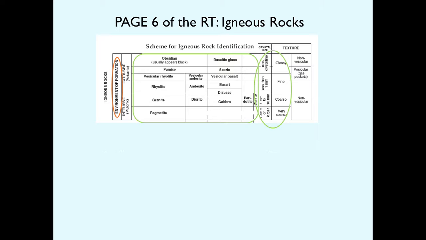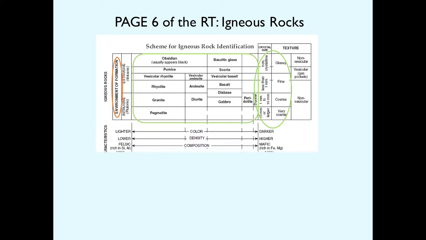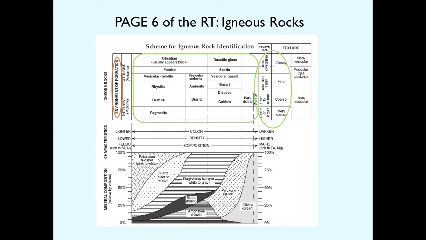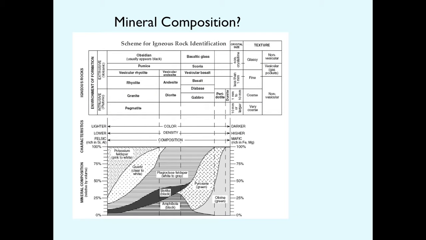In the middle, we have the names of the rocks. Directly underneath that, we have color, density, and composition. The range from the left-hand side, lighter color, lower density, felsic composition, over to the right-hand side, darker color, higher density, mafic composition. And at the very bottom, we have the minerals that you would find in these rocks, right? The mineral composition. We're going over that right now.